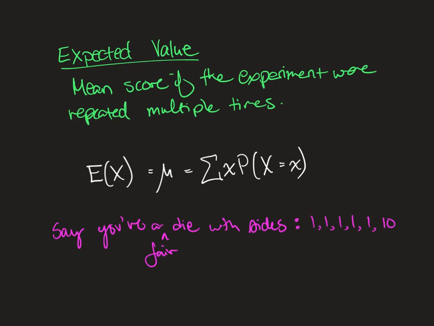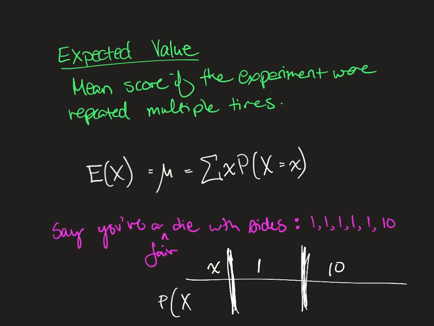So let's say you've got a die that has 6 sides, and you've got a 1, 1, 1, 1, 1, and a 10 on it. So obviously the most likely outcome is a 1, but every once in a while you could get a 10. The way that I would figure this out is I would first say my sample space is 1 and 10, because those are the only 2 outcomes that I could possibly get. The probability that my variable ends up being a 1 is 5 out of 6, and the probability that it ends up being a 10 is 1 out of 6.